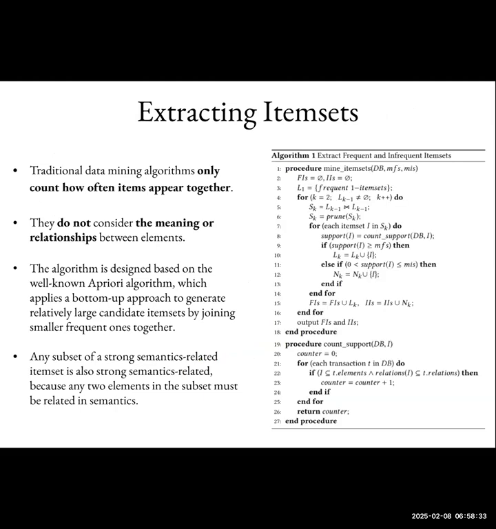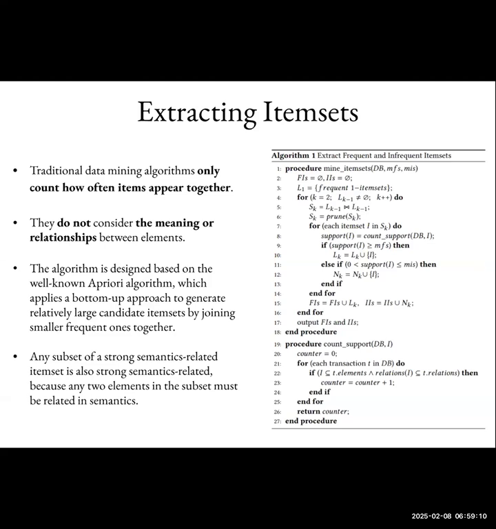Now coming to extracting item sets. Traditional data mining algorithms only count, or are only dependent on, the frequency of how often items appear together, and they do not consider the meaning of the relationship between the elements. So they result in a lot of useless rules, and they also ignore the semantic relationships, right? The paper also calls out that there is no existing algorithm for perfectly mining negative programming rules. So a new algorithm is needed.